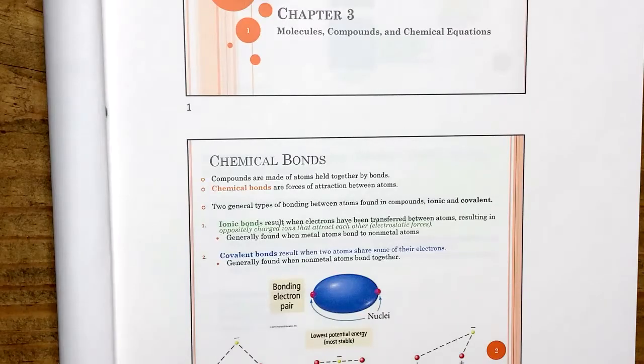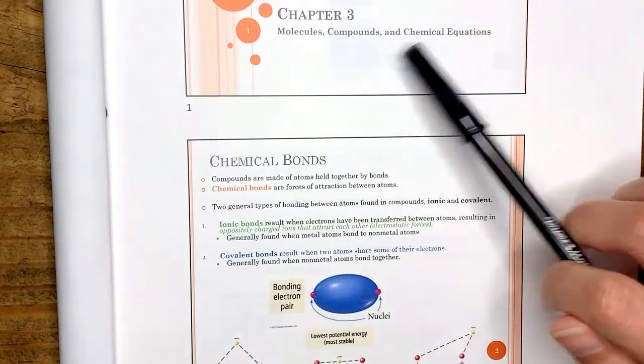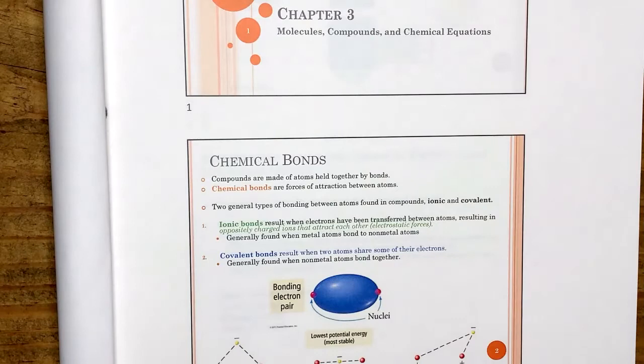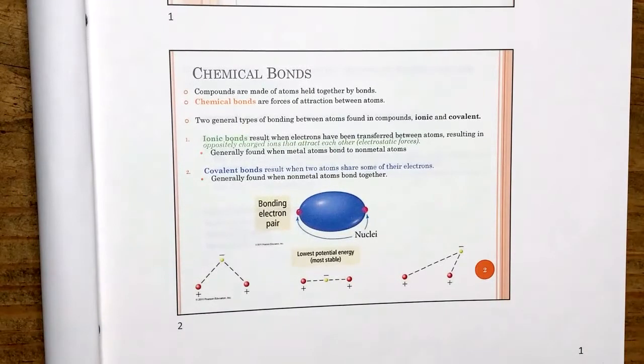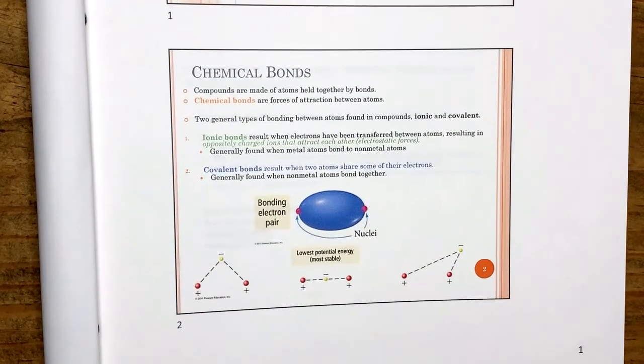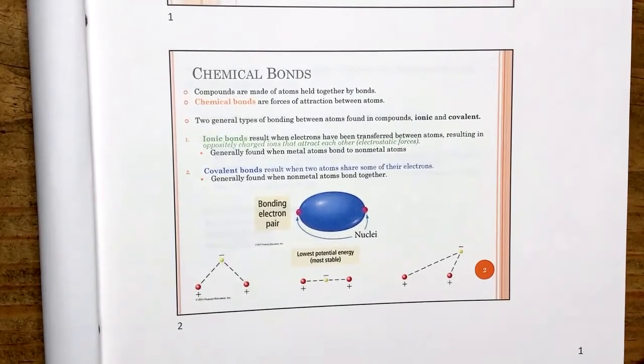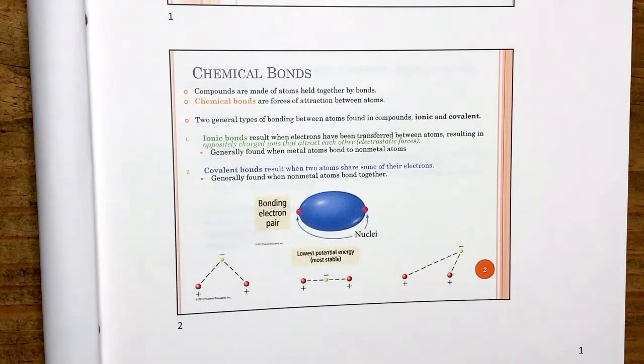Going to go ahead and start chapter 3. Chapter 3 is over molecules, compounds, and chemical equations. So the first thing we want to talk about is chemical bonds. Now, the way to hold atoms together is by using bonds. Chemical bonds are some way the atoms can stick together.